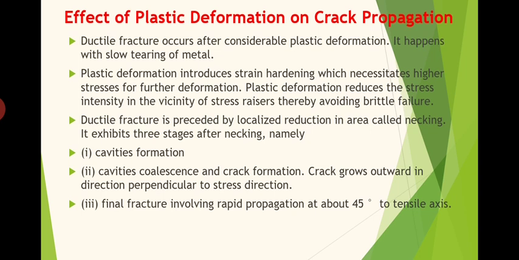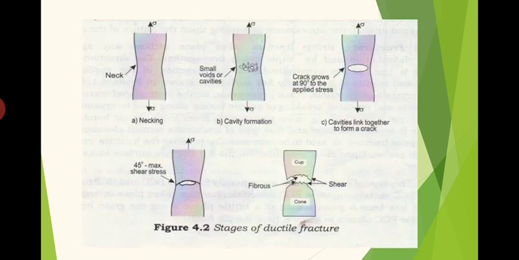Ductile fracture is preceded by a localized reduction in area called necking. How we can experience ductile fracture is, initially if we apply stress, and the stress exceeds the limit of the yield stress, then plastic deformation will take place. So ductile fracture is preceded by localized reduction in area called necking. Initially we can experience a neck formation in the material just at the time plastic deformation starts, as you can see from this here. So the neck formation is the starting point of the ductile fracture.